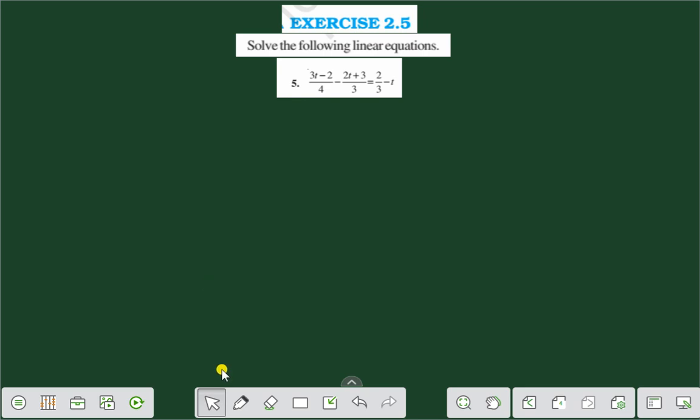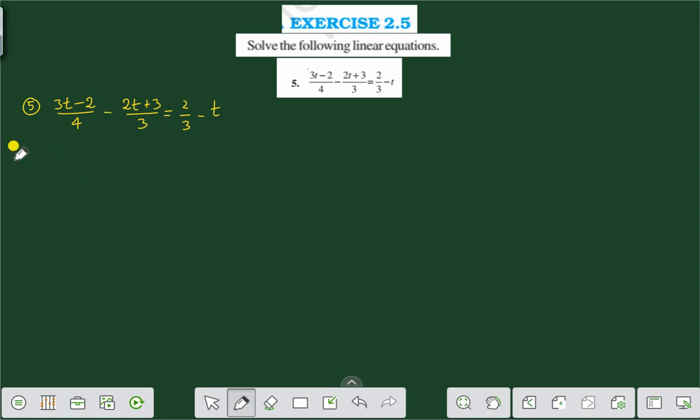Here, first of all, we are writing the question. The question is (3t minus 2)/4 minus (2t plus 3)/3 is equal to 2/3 minus t. Let us find the LCM of 4 and 3, and that is 12, right?